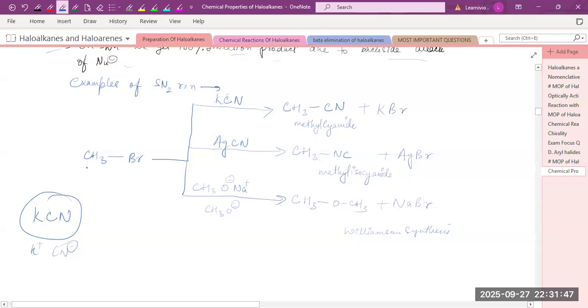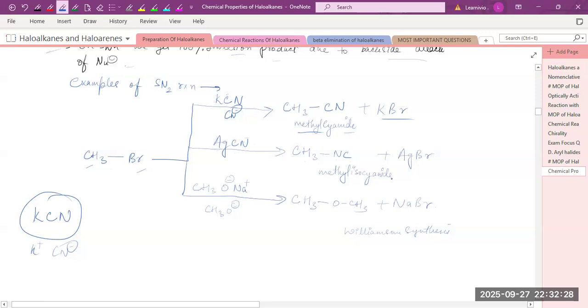So here you can see when you react CH3Br, what is the nucleophile over here? CN minus, and it will attack from the carbon side and you will get CH3CN, which is methyl cyanide, plus KBr. Similarly, in the second case, AgCN, as I told you, when it is with silver, the attack will always be from the nitrogen side. So here it will form isocyanide, and you show it like this: CH3, and the donor side is nitrogen, so you attach the nitrogen to the carbon. CH3NC, which is methyl isocyanide.